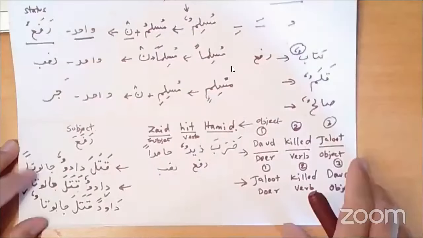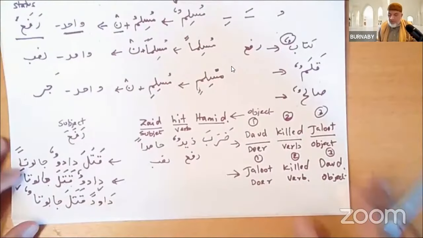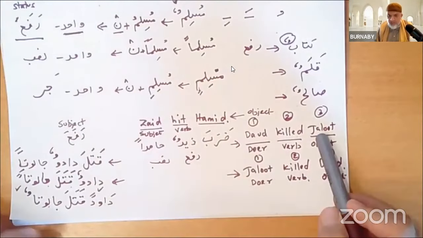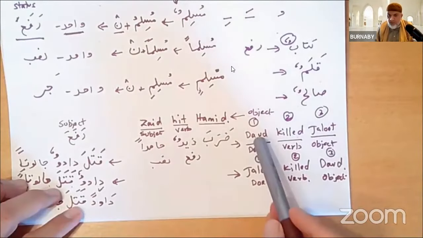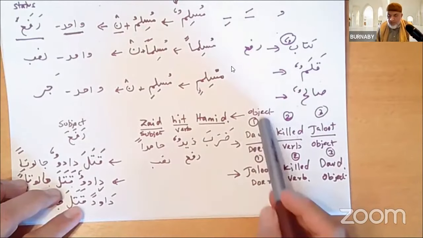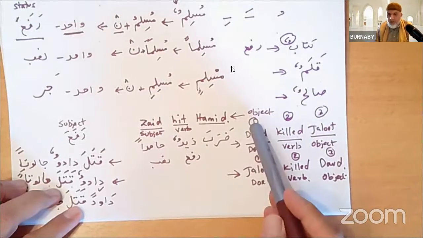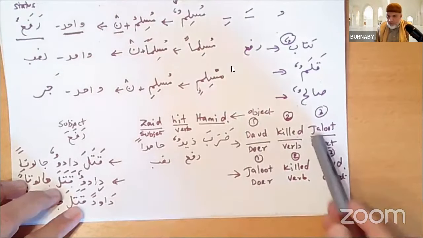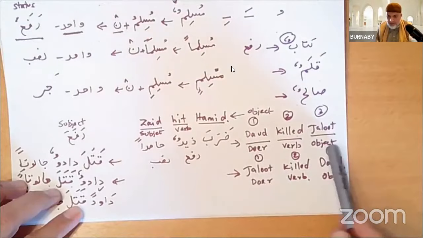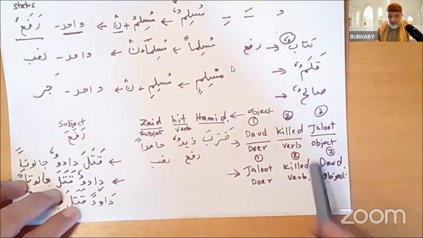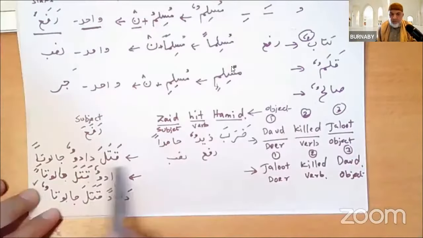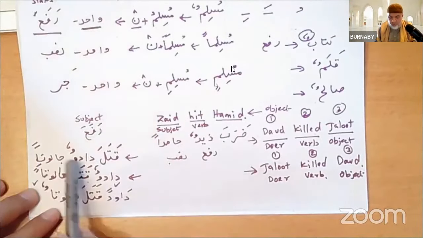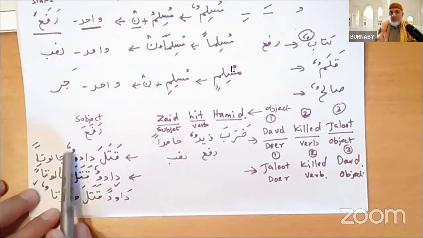To explain that, we give this example of Dawood killed Jalut. In the English language, the placement of the noun at word position, like if it's at position 1, by default it will become the subject. The second position, the third position will always be the object. But in Arabic, the position doesn't matter. You can write the same sentence three different ways, and as long as you know the status of the noun, the meaning will be the same.